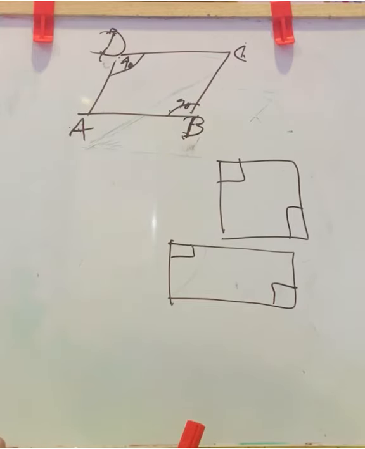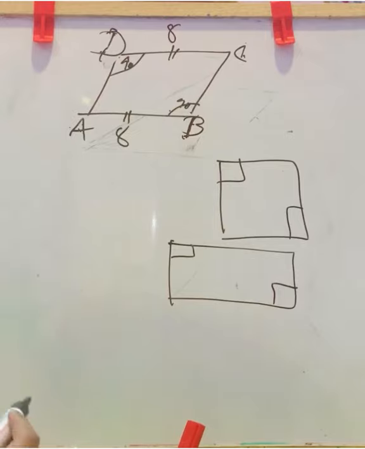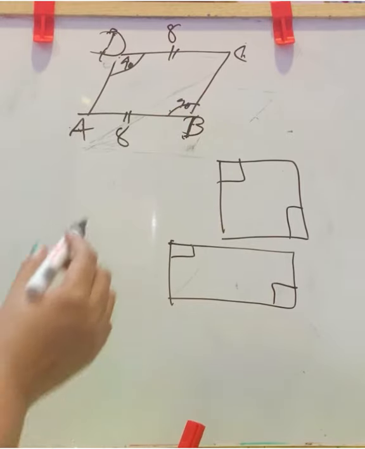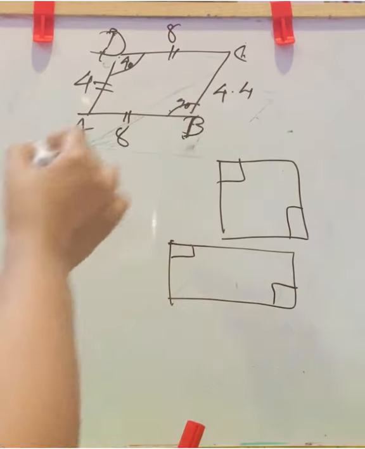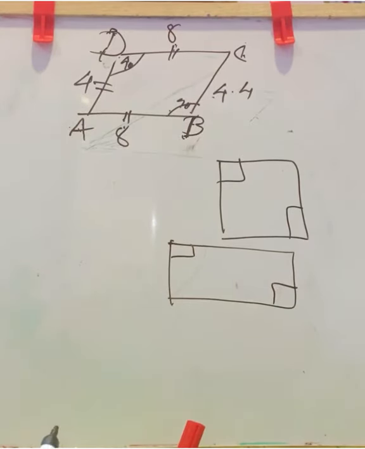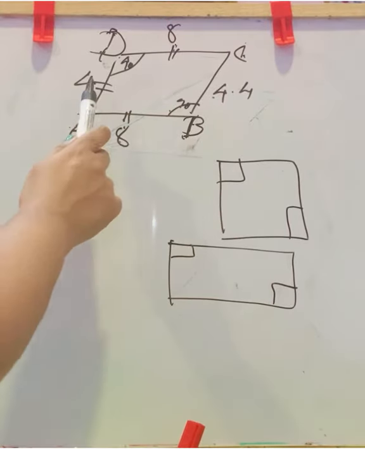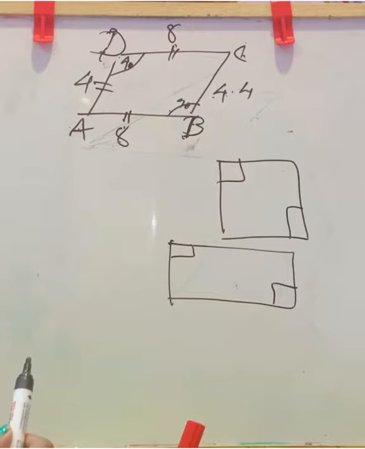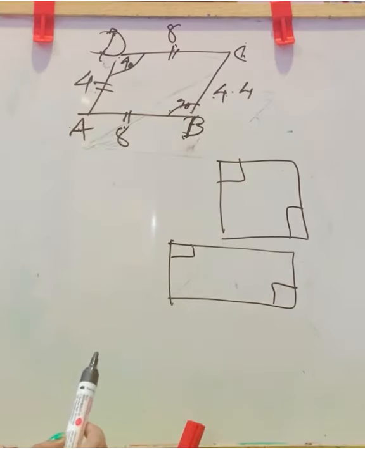Next, AB equal to DC equal to 8 centimeters, and AD equal to 4 centimeters and BC equal to 4.4 centimeters. No, this is not a possible case, because in a parallelogram, opposite sides are equal in length. Here we got only a single pair of equal lengths. Here this pair does not have equal measurement. So you can say this is not a parallelogram. 4 and 4.4 are not equal.